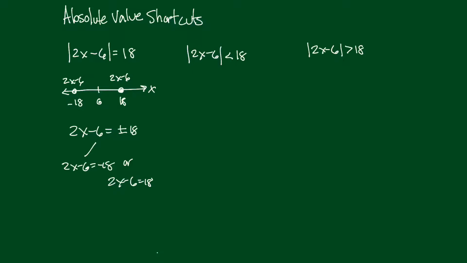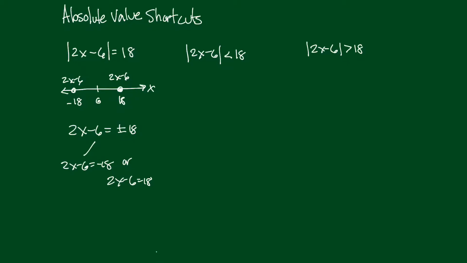So the shortcut is this. When I see an absolute value equation, I can remove the absolute values, like right down here, but the right side becomes plus or minus 18. Let's look at this middle statement. We've got a less than now. Let's take a number line picture of what we're going to do here.